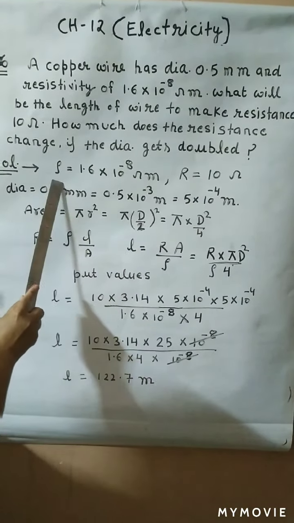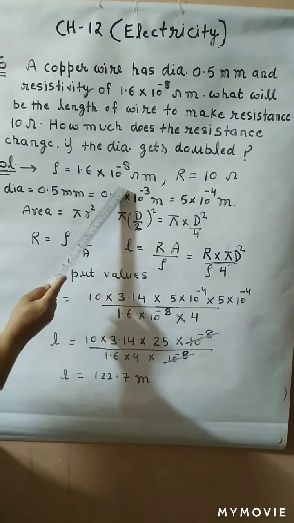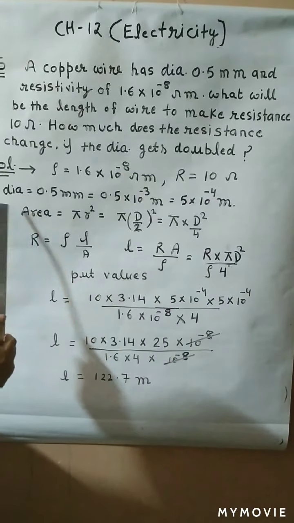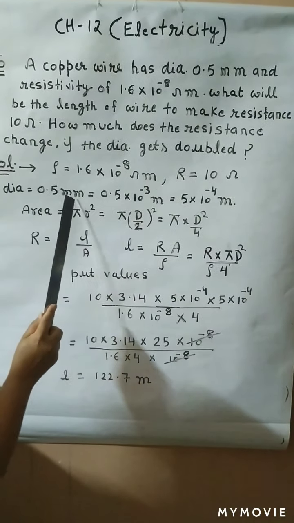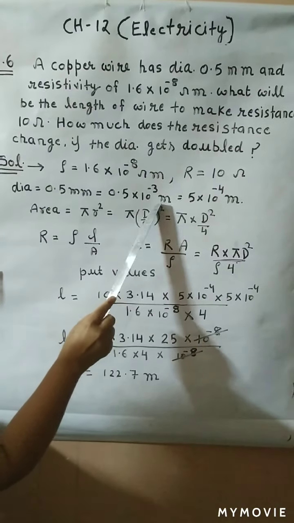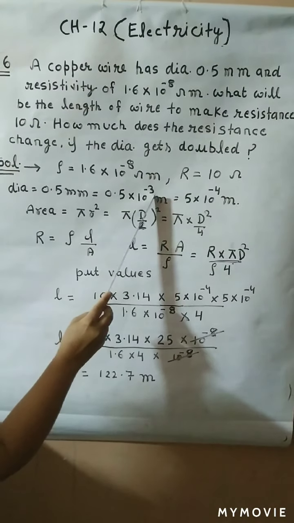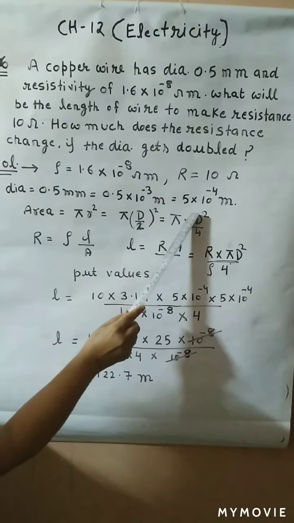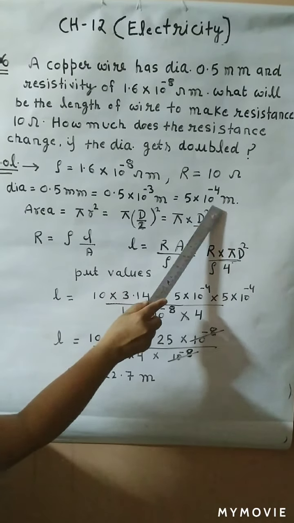So what is the resistivity value you are watching? 1.6 into 10 to the power minus 8 ohm meter. Resistance value 10 ohm is given. What is the diameter given? 0.5 millimeter. SI unit is meter, so we will convert it into meter. So divide by 1000, so it becomes negative power. So 0.5 given, so 5 upon 10, so it becomes 10 to the power minus 4 meter.